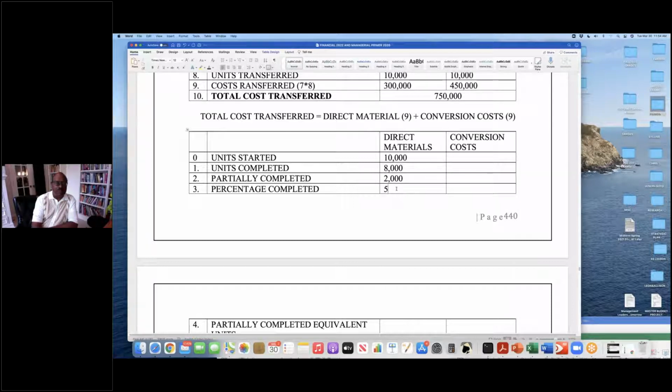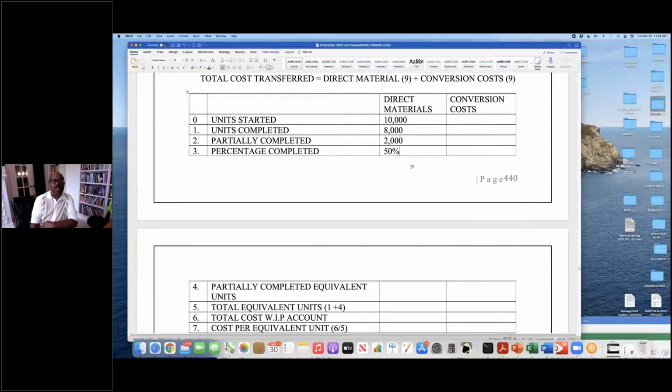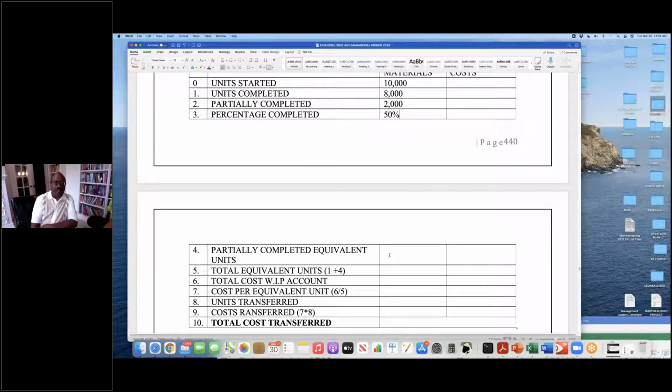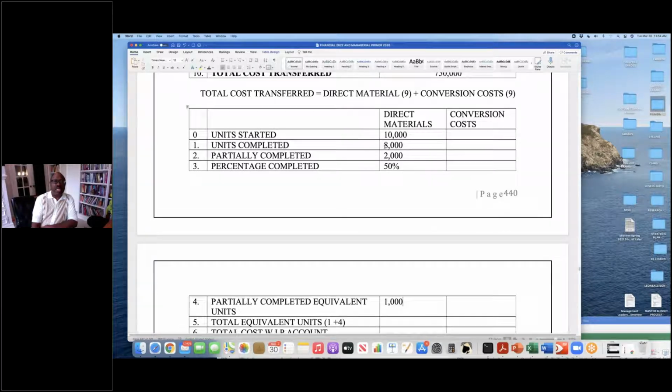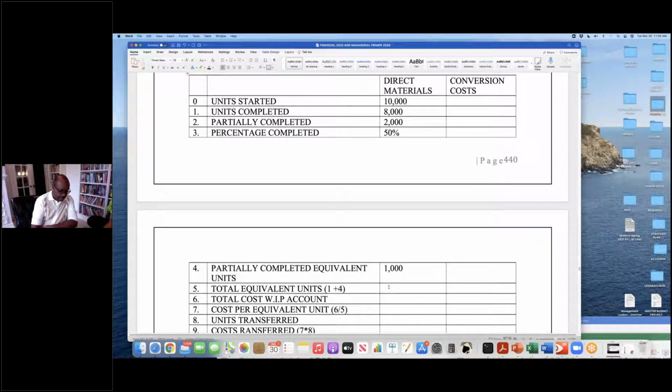So it was 50% complete, correct? Yeah. So our parts completed is 1,000. Y'all agree with that? Yes. So the total is going to be 8 plus 1, which gives you 9,000.